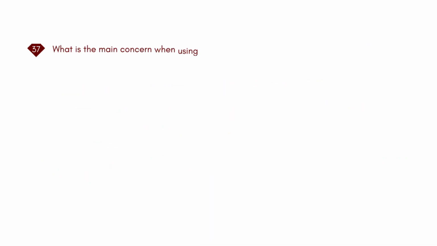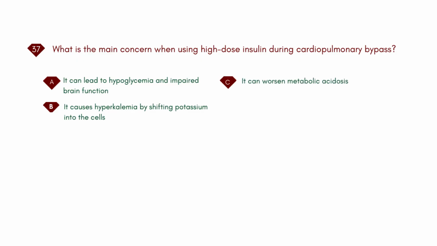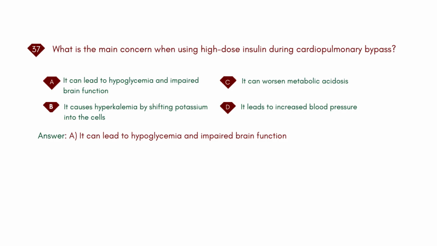What is the main concern when using high-dose insulin during cardiopulmonary bypass? A. It can lead to hypoglycemia and impaired brain function. B. It causes hyperkalemia by shifting potassium into the cells. C. It can worsen metabolic acidosis. D. It leads to increased blood pressure. Answer: A. It can lead to hypoglycemia and impaired brain function.